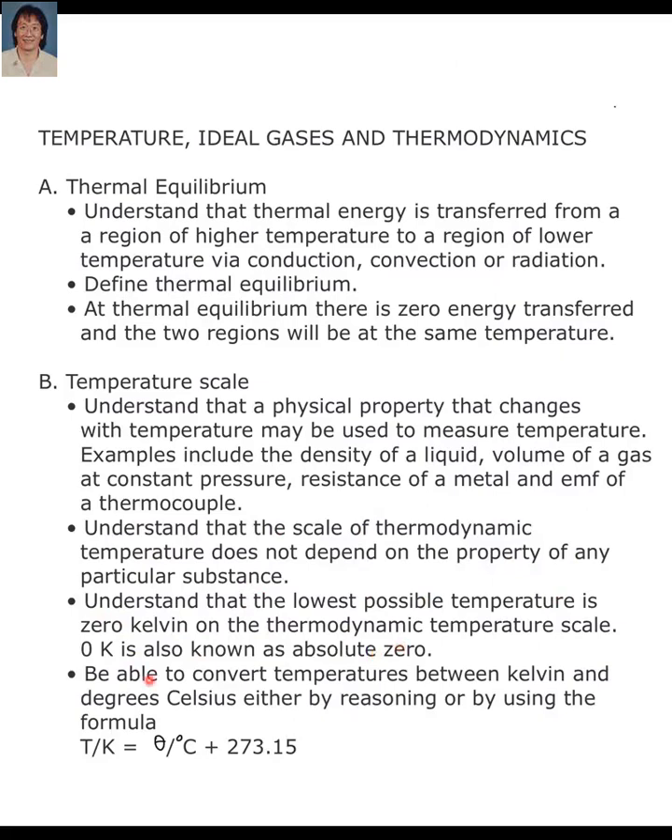Then you must be able to convert temperature between Kelvin and degrees Celsius, either by reasoning or by using the formula temperature in Kelvin equals temperature in degrees Celsius plus 273.15. To simplify our calculation, we will use 273 instead of 273.15.